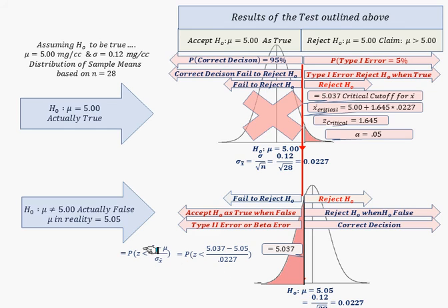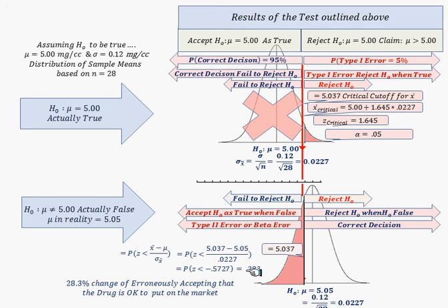And we're looking at the probability of getting an x bar to the left of this black line, 5.037 minus the center, 5.05. And that Z score is minus 0.5727. The probability is 0.283, or 28.3% chance of erroneously accepting H0 as true when it's false. This is the type 2 error, 28.3%. A correct decision then is 71.7%.